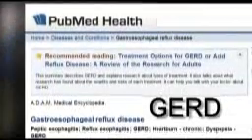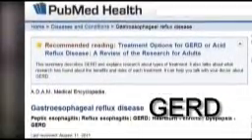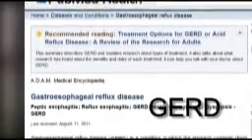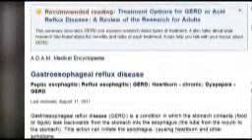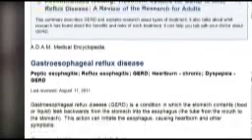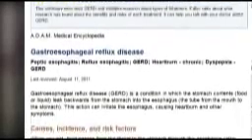GERD, which stands for gastric esophageal reflux disease, results in frequent severe heartburn and acid reflux. It is known to cause esophageal erosion, sometimes leading to precancerous and cancerous lesions.